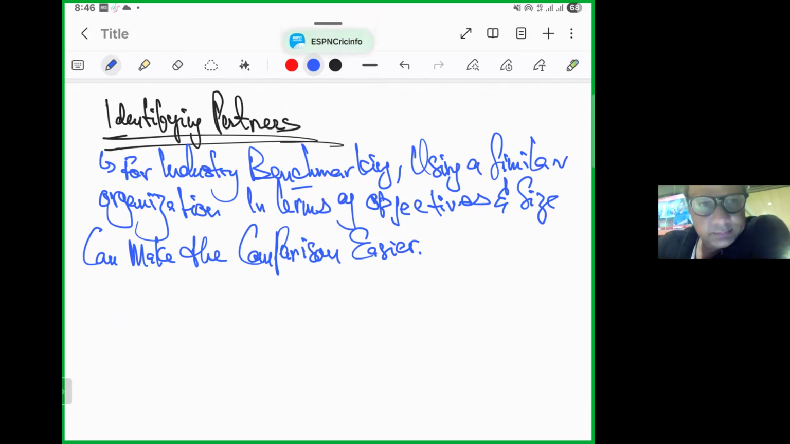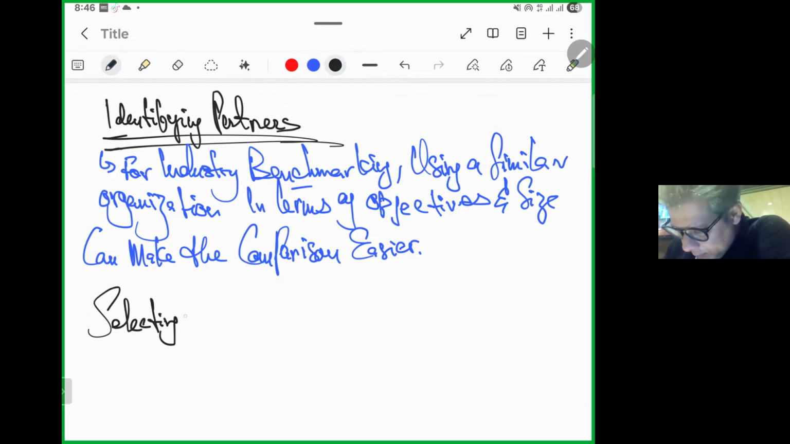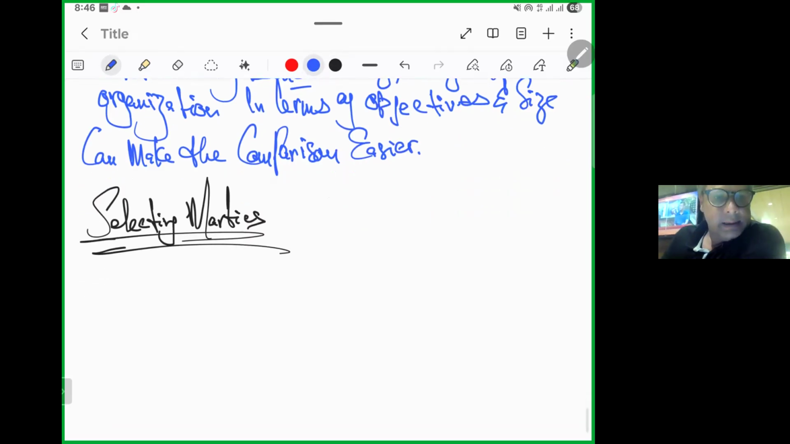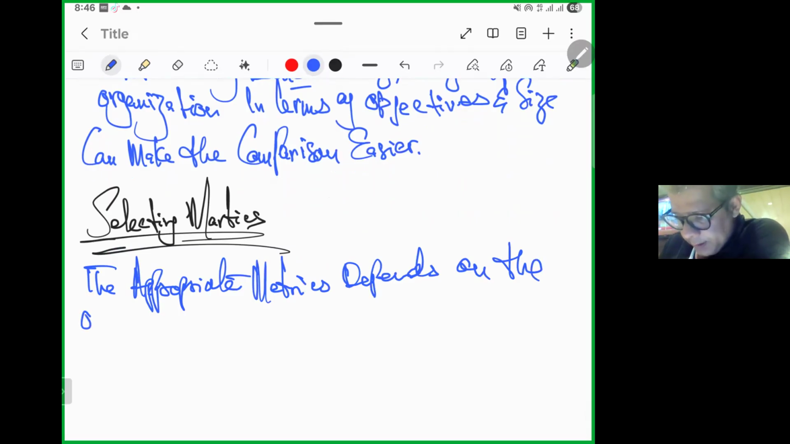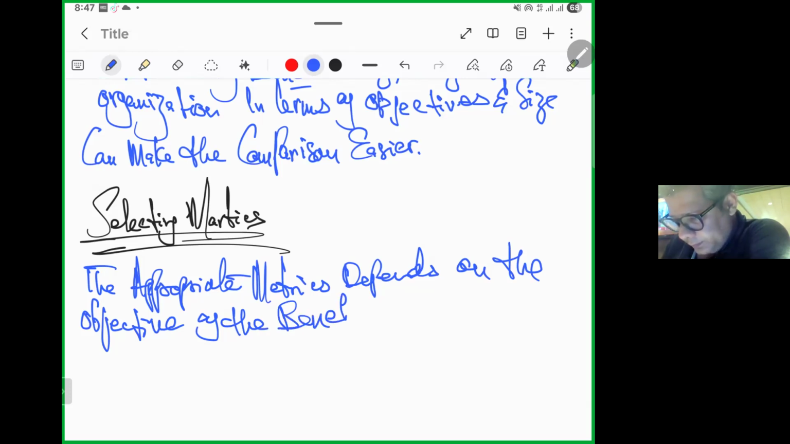Next, selecting metrics. The appropriate metrics depend on the objective of the benchmarking process.